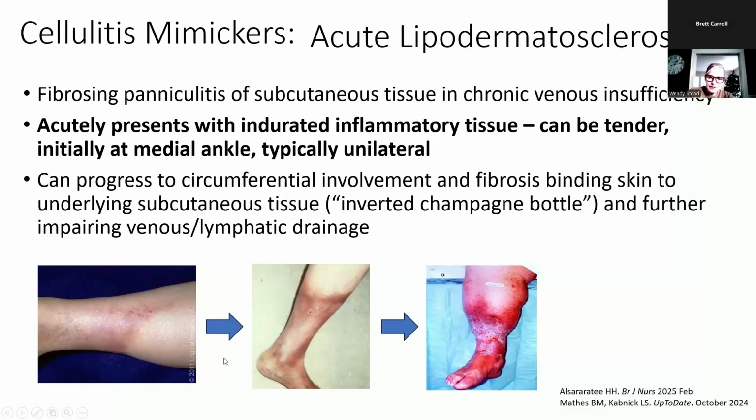And the end result is this picture here, which I'm guessing you've probably seen in some of your patients as well, when you have enough fibrosis that it's really just fibrosing down all of that soft tissue around the ankle, forming this inverted champagne bottle appearance to the leg. And that just really further impairs venous and lymphatic drainage and puts this limb at even higher risk moving forward of recurrent infections.